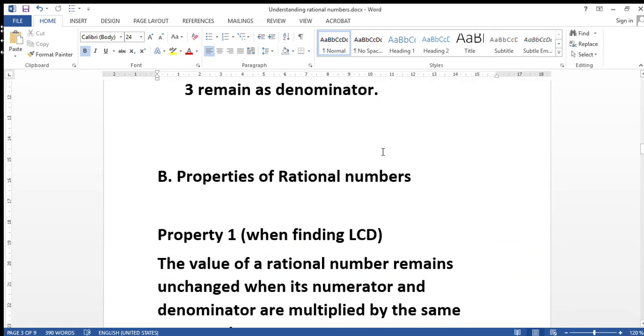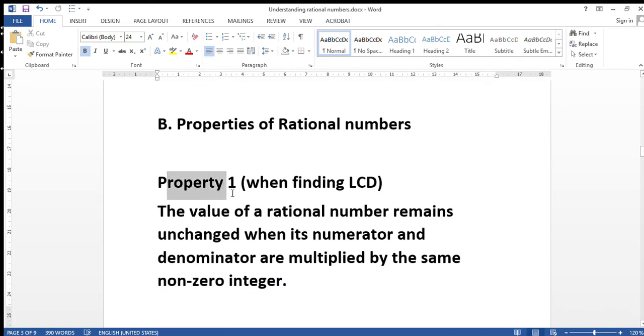This is for properties of rational numbers. Okay, I forgot to mention this part here, chapter 2. If you have your textbook there, please open it to page 30. Chapter 2, rational numbers, page 30. Okay, properties of rational numbers.